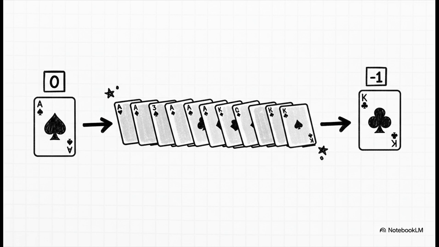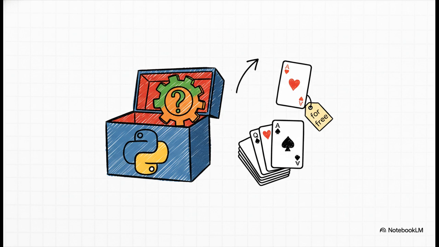So what about getting a specific card? Well, we can use the normal square bracket notation, just like it was a list. deck[0] gives us the first card. deck[-1] gives us the last one. Again, we didn't write any custom code to handle this. It just works.